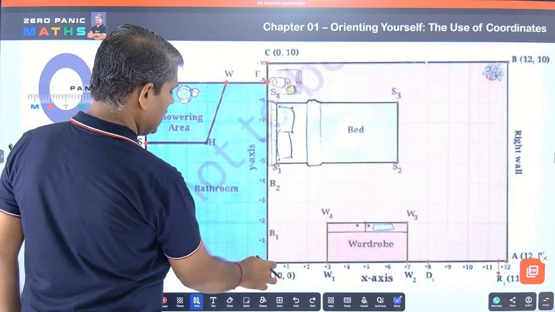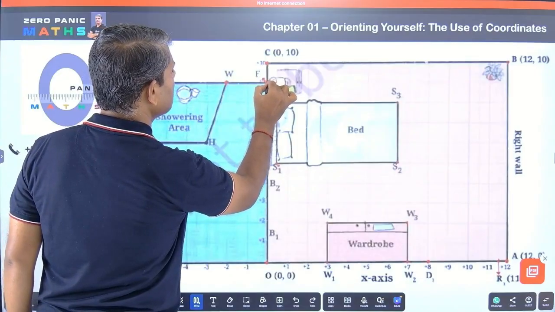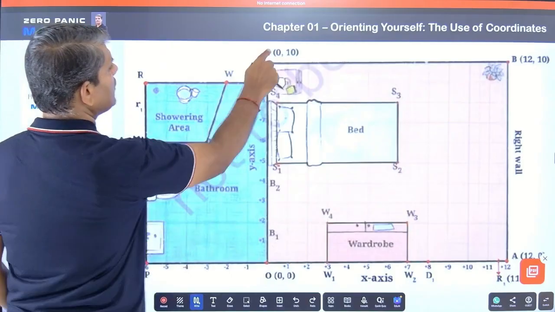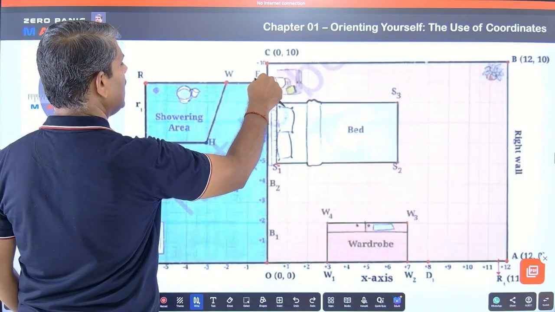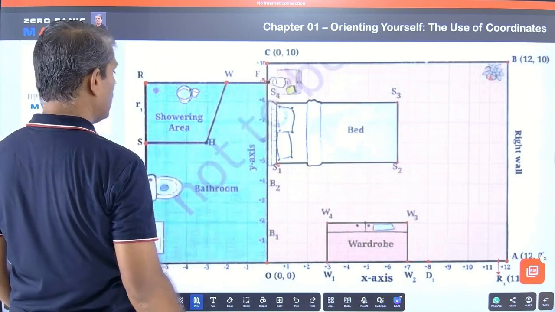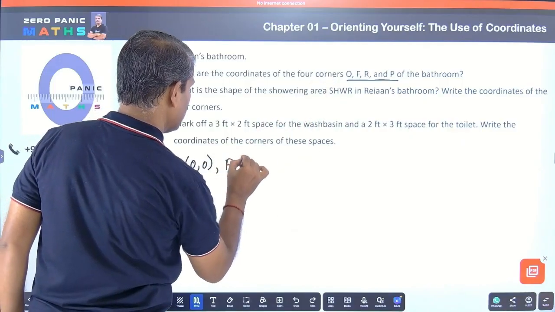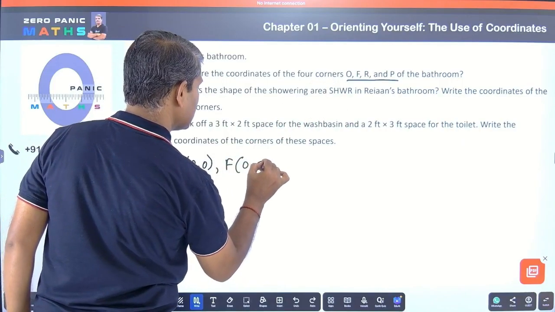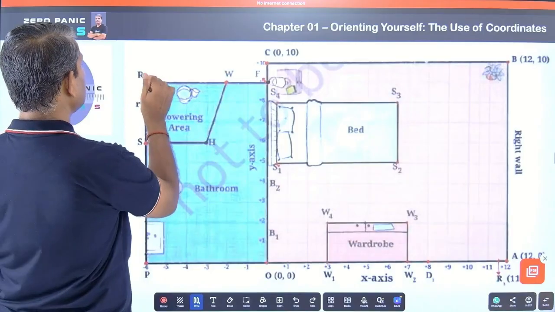F is 0 for the x-axis and 9 for the y-axis. You know that already. Because C is 0, 10, so F is 0, 9. So the next point is F, and it is 0 on the x-axis and 9 on the y coordinate.